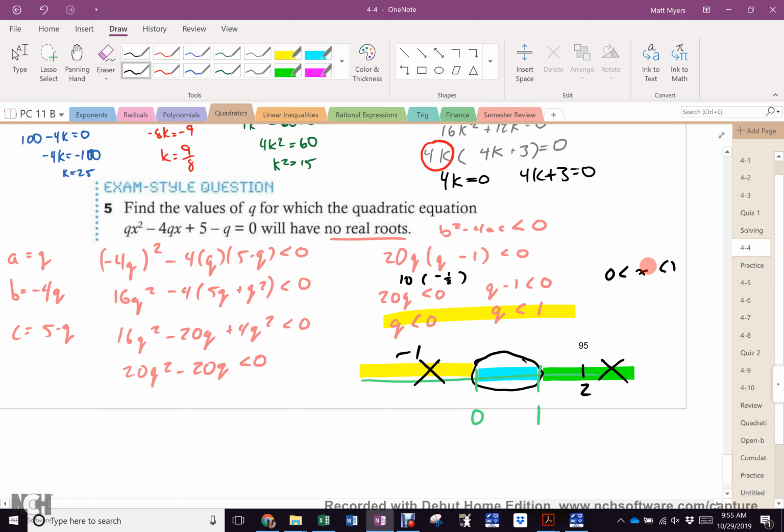Would 0.99 work? Sure it would. Would 0.999999 work? Yeah, because that would get me a negative right there, wouldn't it? Right? Would 0.999999 millionths work? Yes. So I can get up to 1, but I can't touch 1. Right? Everybody cool?